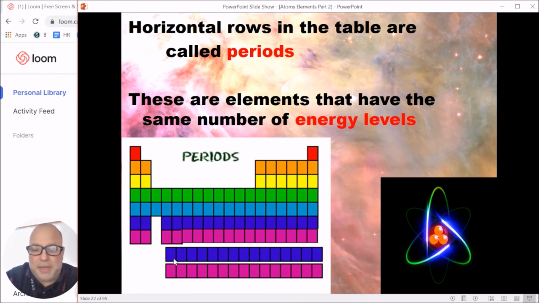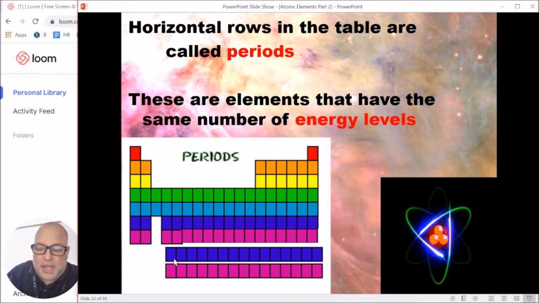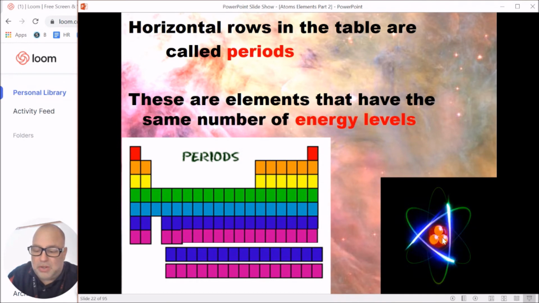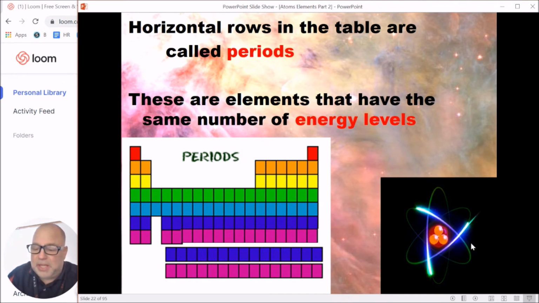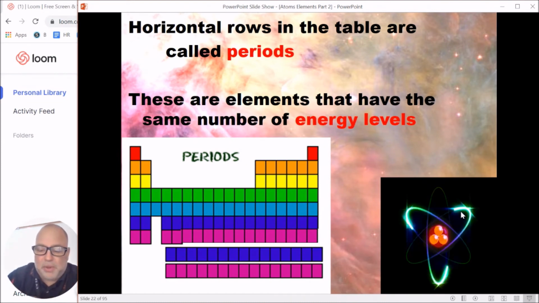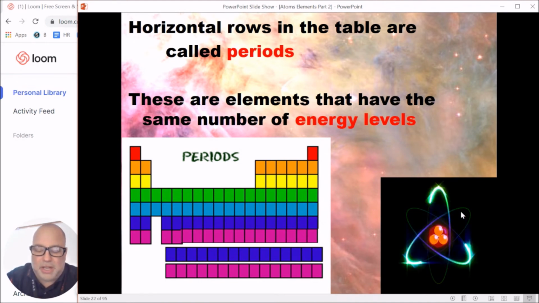Now, these elements with their energy levels, it has to do with the electrons. If you remember, you've got the nucleus at the center with the protons and the neutrons. That makes up the nucleus. But the electrons are spinning around in 3 dimensions, circling around that nucleus, and they're traveling at almost the speed of light. But we know that not all the electrons are the same.